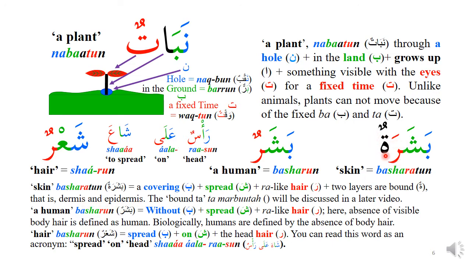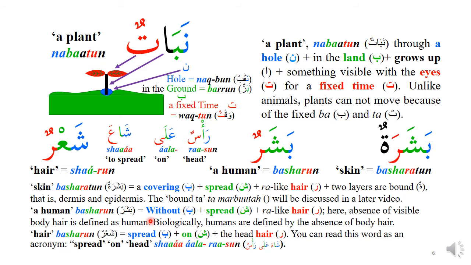This letter is called ta marbuta. You can think of this ta as bound. You bring these two ends of the ta together, and they are bound. See, so bound. So the skin is bound in two layers. This is what the meaning is in here. Ta marbuta I will discuss later on in some other video.